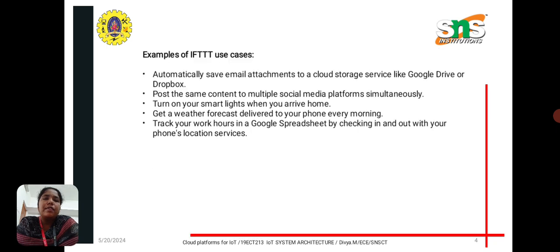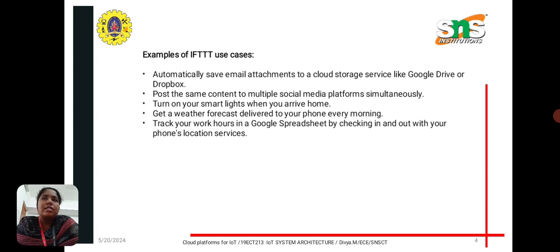Some examples of IFTTT. Smart home automation, in that we can turn on lights when you arrive home. Notifications, we can receive a notification when you receive an email from a specific person. We are also using it for social media management, automatically posting your Instagram post to Twitter. And data logging, log your daily activities to a Google spreadsheet.